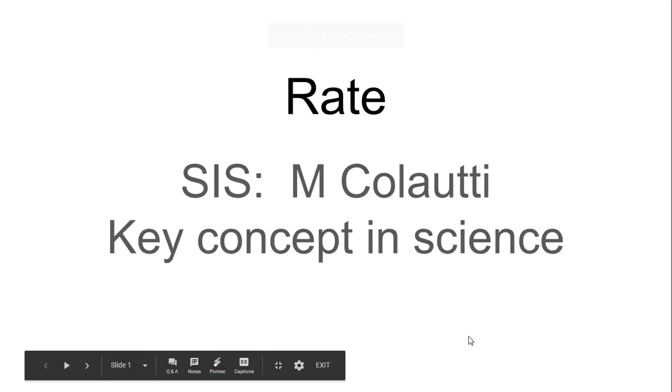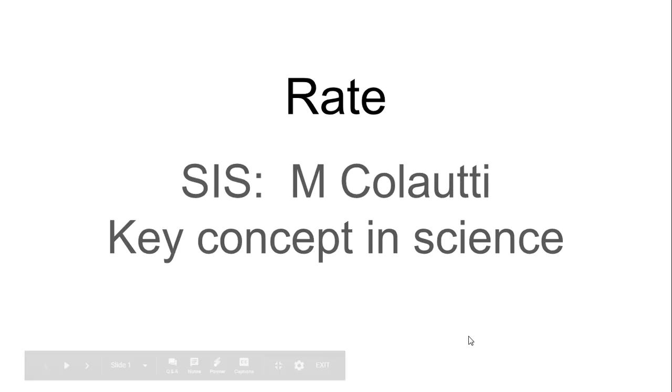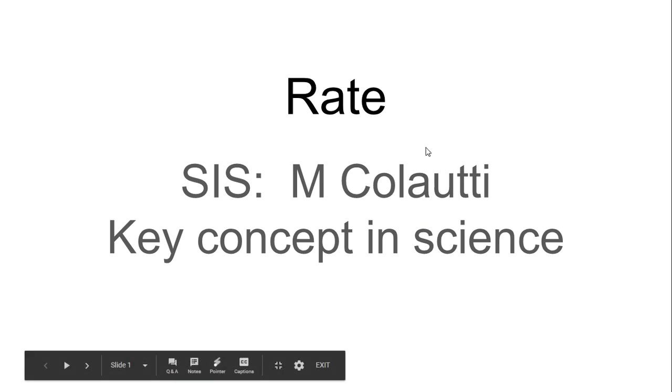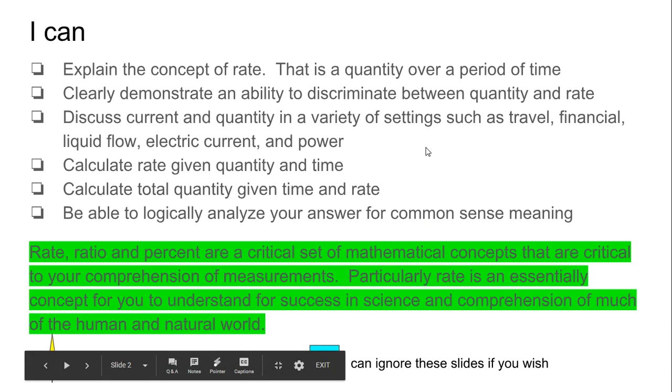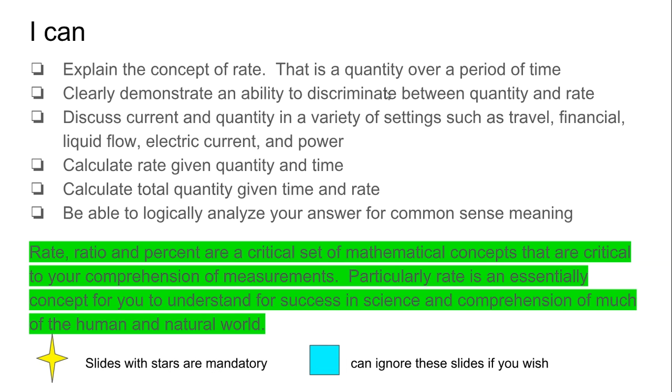This is a lesson on rate. It's a general concept that's very important for you to understand at school and in real life. You need to know what it means, that it's quantity over time, clearly demonstrate an ability to discriminate between quantity and rate, discuss current and quantity in a variety of settings such as travel, financial, liquid flow, and finally electric current and power. Calculate rate given quantity and time, and calculate the total quantity given time and rate.